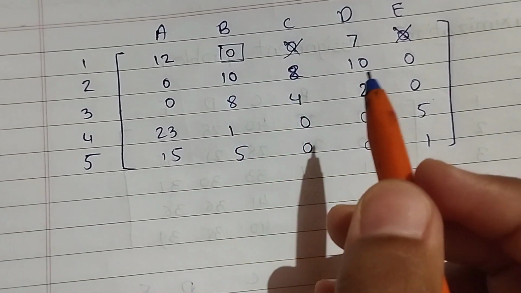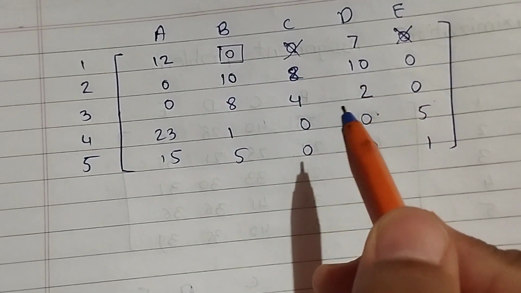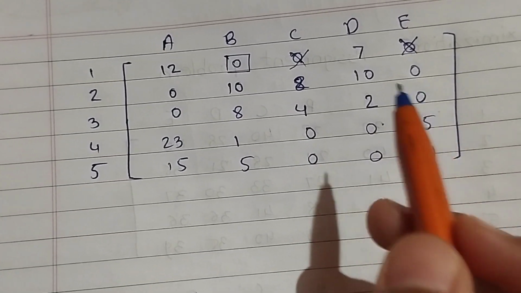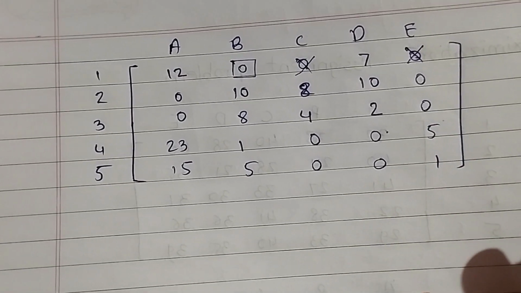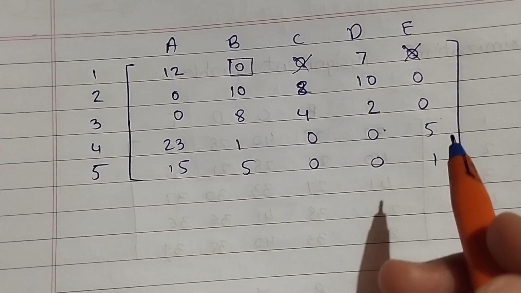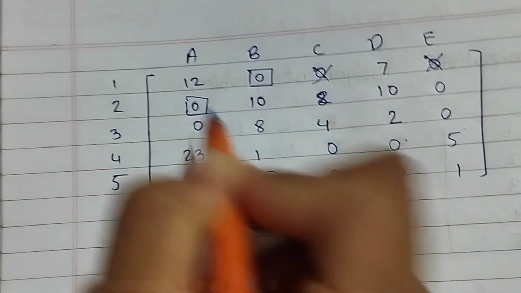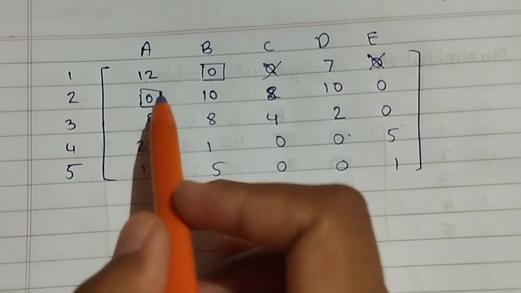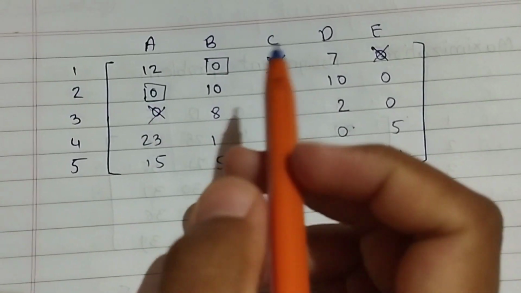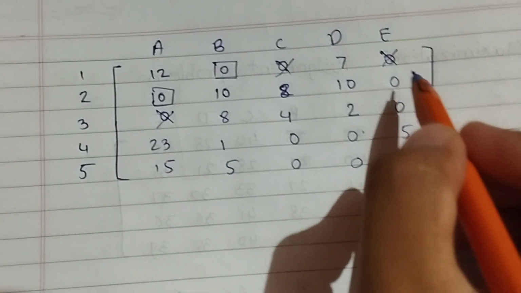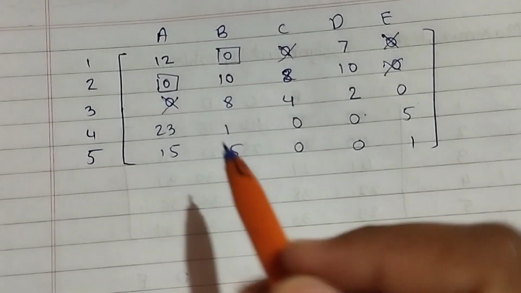Now we check the next column, whether any single 0 is present or not. In the fifth column 2 zeros are present. In the fourth column 2 zeros are present, and the fifth column also has 2 zeros. So each row and each column has 2 zeros. So start from any position. Let's suppose we start from the second row. So this 0 is the assignment 0. Cross all the zeros with respect to that 0 for the row and the column.